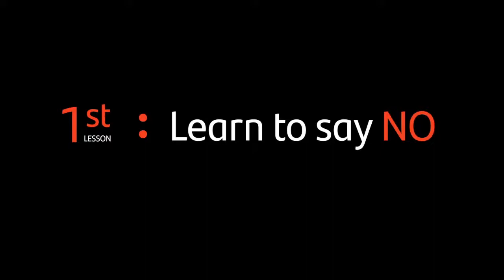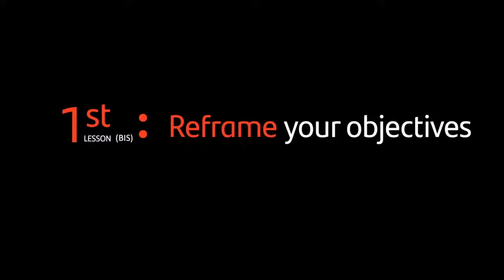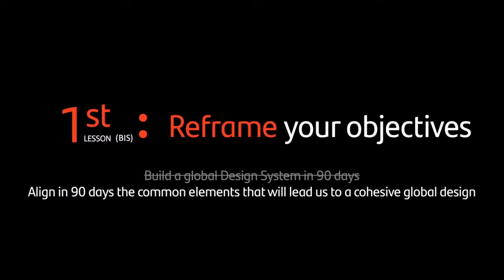Please learn to say no. Sometimes we tend to be in that momentum that leads us to try to achieve objectives that are not really affordable. But it's also true that when you're in a large corporation, saying no means no delivery, and people are paying you to deliver. So I would say that this first lesson is about reframing your objective. So instead of building a global design system in 90 days, it's about this is the objective that I established and I sold to the top management.